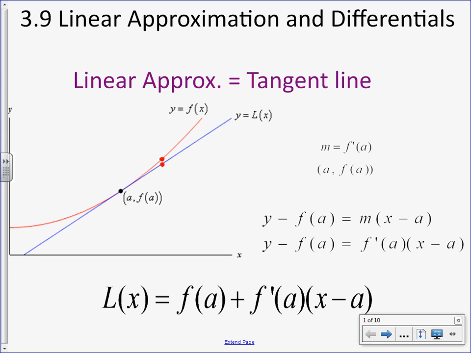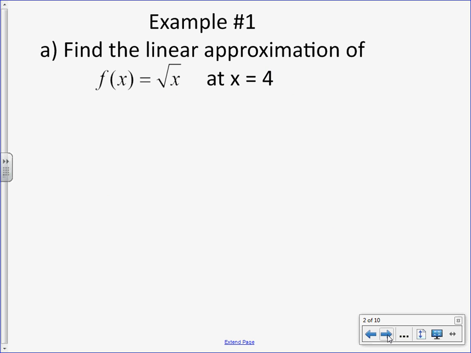So what we're going to do is approximate the square root of something. The first thing we're going to do is write the tangent line at x equals 4 to the square root of x. So what do we need to do first? Find the derivative, and what is the derivative? 1 over 2 square root of x. Good. And what is the derivative evaluated at 4? 1/4. So we have slope.